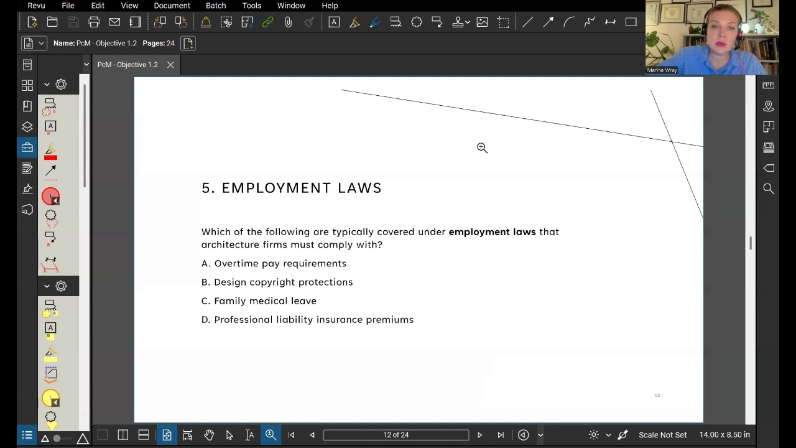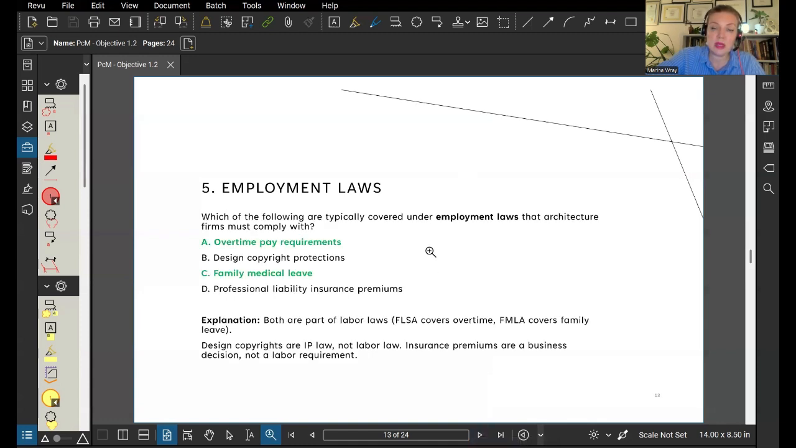Let's go to the next one, employment laws. Which of the following are typically covered under employment laws that architecture firms must comply with? A, overtime pay requirements. B, design copyright protections. C, family medical leave. Or D, professional liability insurance premiums.